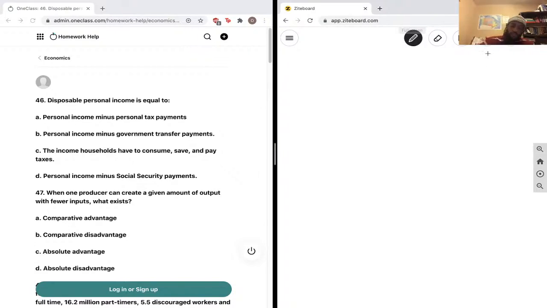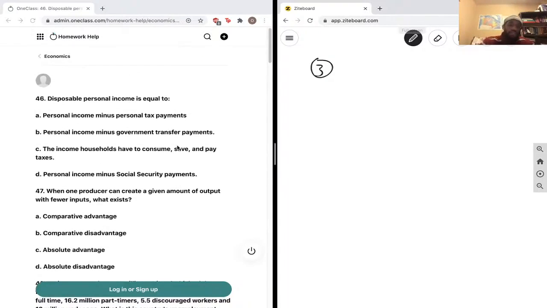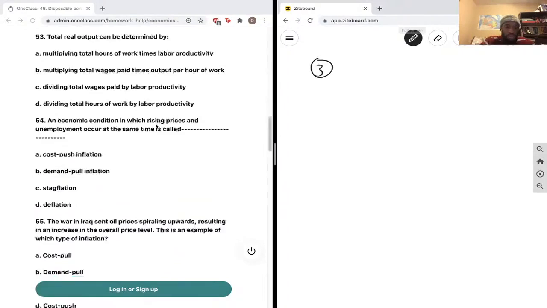This is question 3 for us. Disposable income is equal to personal income minus personal tax payments. That's A. B, personal income minus government transfer payments. C, the income households have to consume, save, and pay taxes. D, personal income minus social security benefits. This is just about knowing the definition of disposable income, and the answer should be A. Let's see what our tutor said.